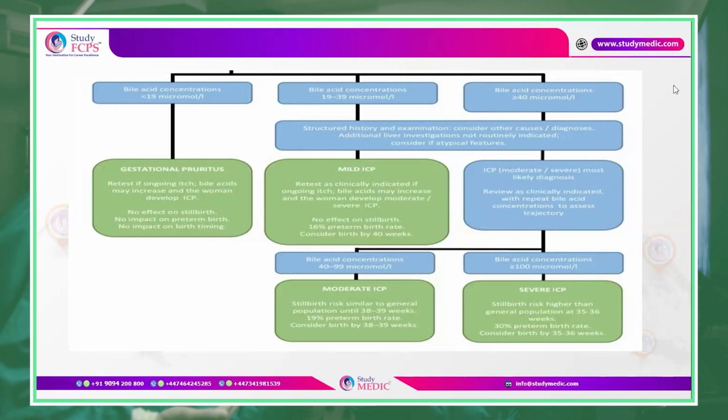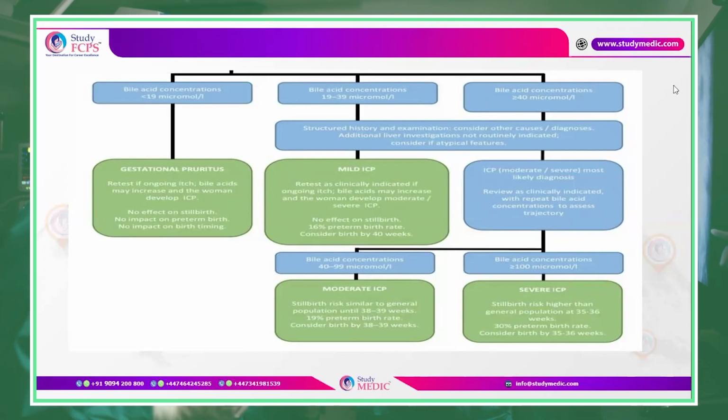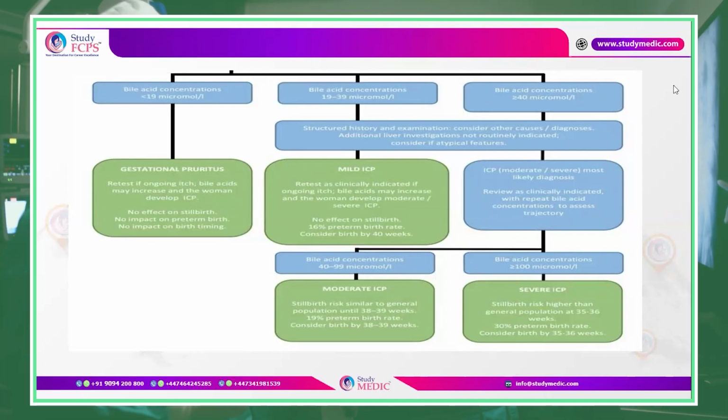No effect on stillbirth and 16% of the preterm birth rate. However, we consider the planned birth by 40 weeks. Now, these two are the BCQs that do appear in your exam. What is the risk of preterm birth if the patient has a diagnosed case of mild ICP? They tend to give you the serum bile acid concentration and then they ask what is the preterm birth rate. So it is approximately 16%.